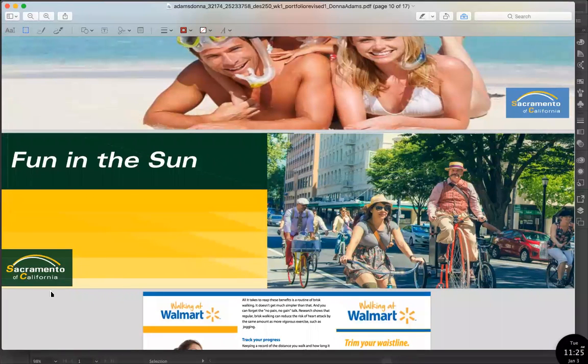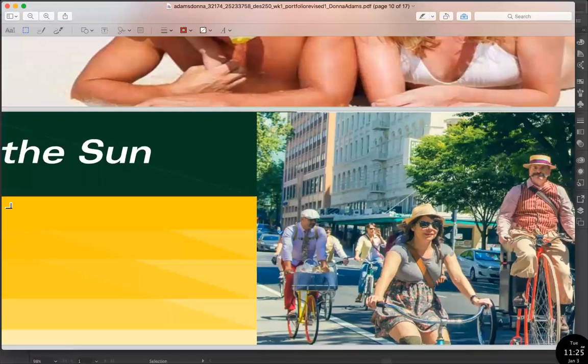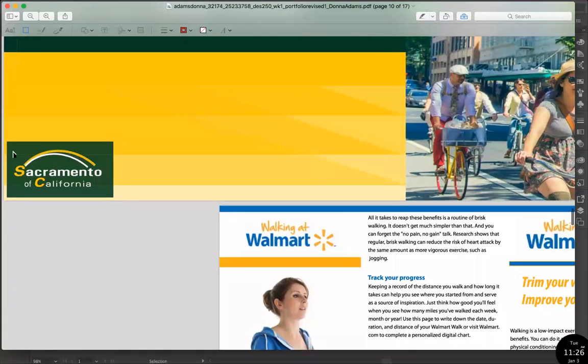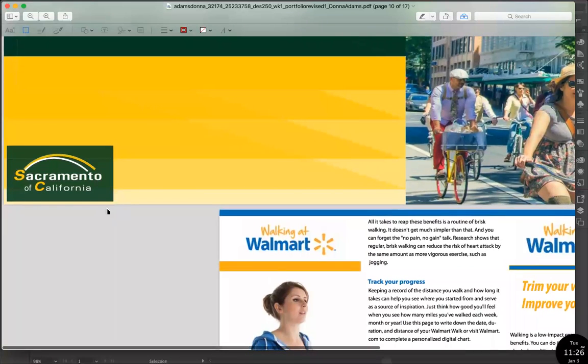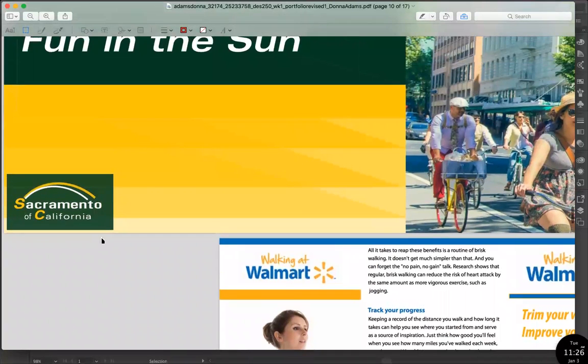And then with this section down here, this Sacramento of California, it might look nice just to extend it all the way to the sides instead of leaving this little yellow space there. You could just bring it to the bottom, bring it to the left. But this isn't bad necessarily. That's more just personal preference.